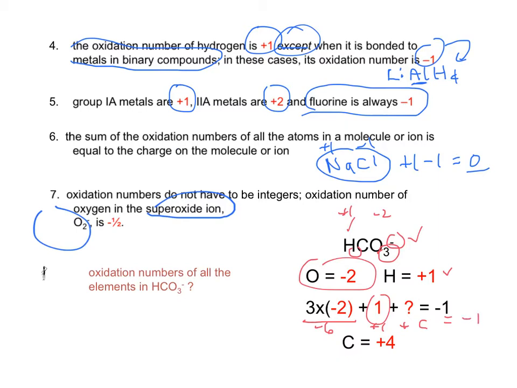Now, -6 plus 1 gives us -5, plus C is going to give us -1. So what does carbon need to be in order to give us an overall -1 charge? Well, it needs to be +4, right? Because -5 plus +4 is going to give us an overall -1 charge.